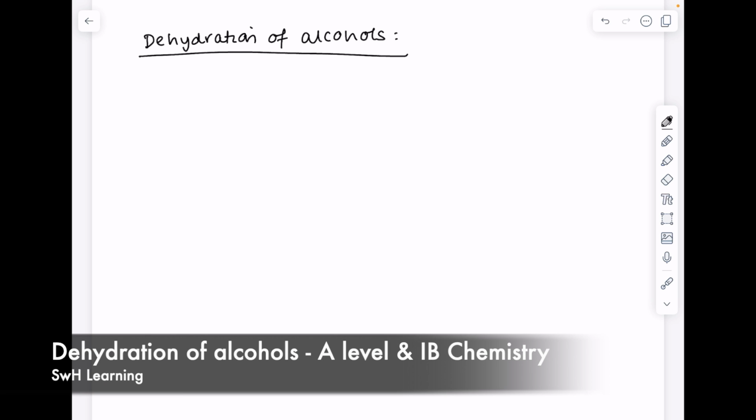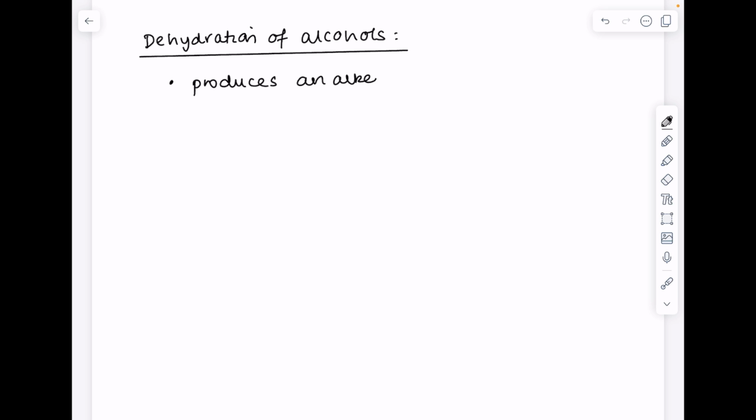The dehydration of alcohols produces an alkene. The mechanism is an elimination reaction. In terms of reaction conditions, you need hot concentrated sulfuric acid or concentrated phosphoric acid. Now let's take a look at the mechanism.